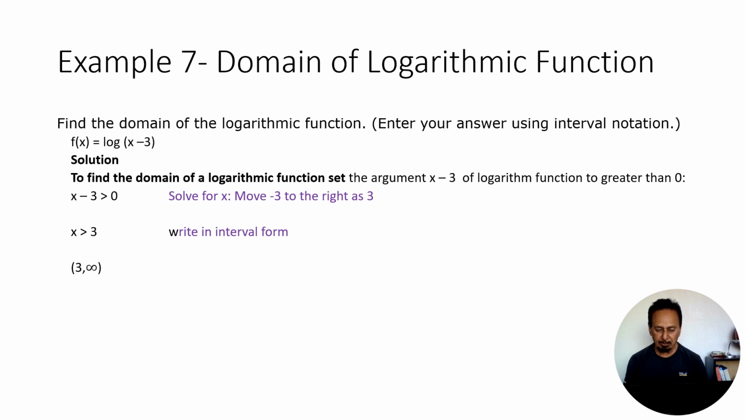So you have the inequality x minus 3 greater than 0, and it's a simple linear inequality. So you move the negative 3 to the right side. So you get x bigger than 3. Now write this as an interval: bigger than 3, 4, 5. So we write 3 comma infinity in parentheses. So that's the domain of this logarithmic function.